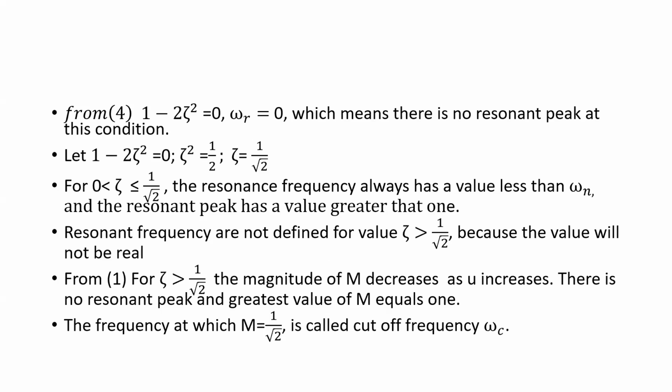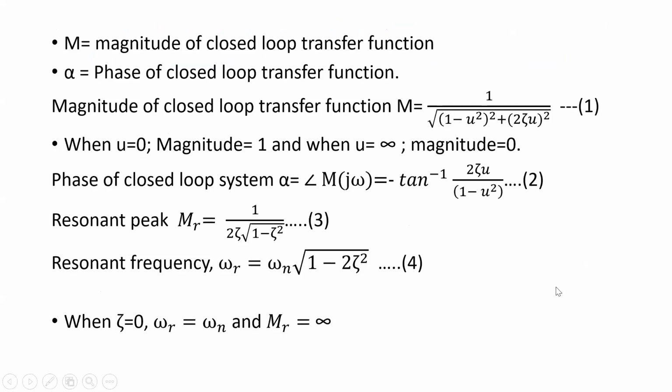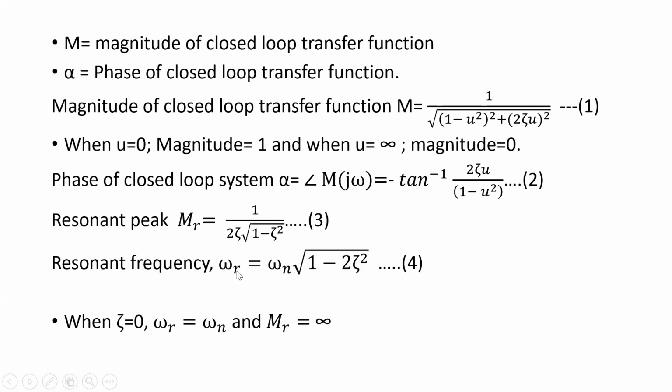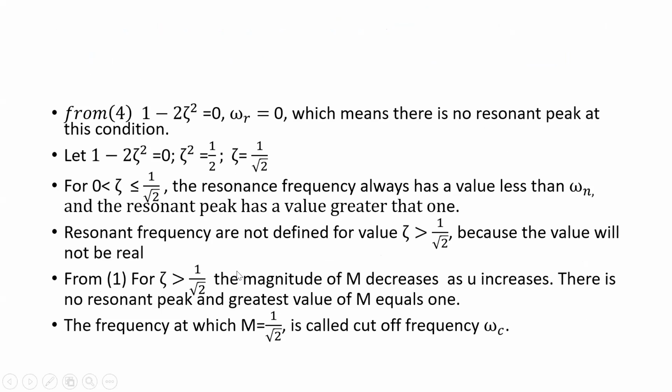Then the resonant frequency always has a value less than omega n. At 0, it is equal to omega n, but as the value of zeta increases, if you substitute here and see, in this expression, the value under the root goes on decreasing, hence omega r goes on decreasing. And the maximum value it can have is omega n.